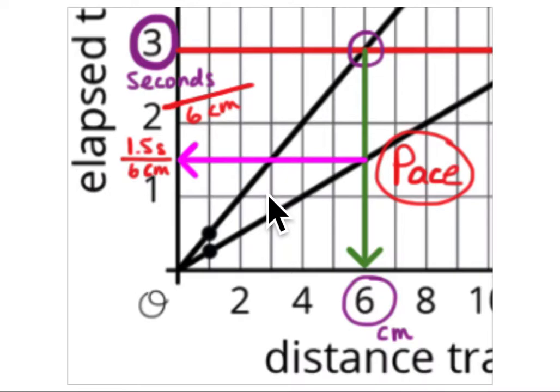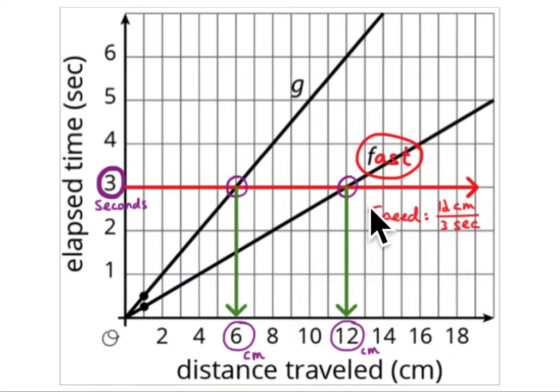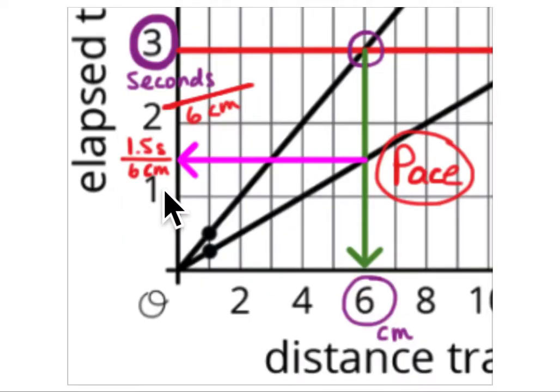So now we could look at something called its pace. So we just looked at speed, which was how far it travels in a certain amount of time. So 6 centimeters per 3 seconds, 12 centimeters per 3 seconds. So how far is each bug traveling in the same amount of time? But we could ask the question, how long does it take each bug to travel the same distance? So now, rather than the same amount of time, we're looking at the same distance.